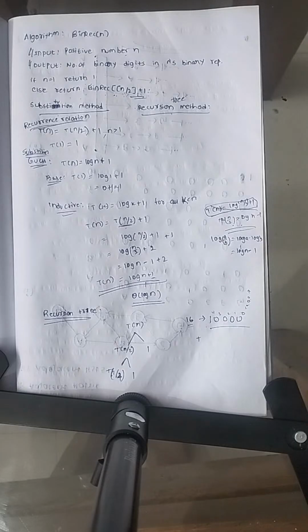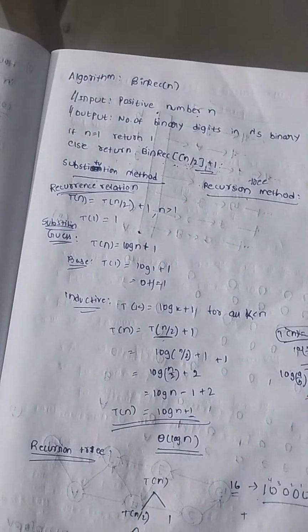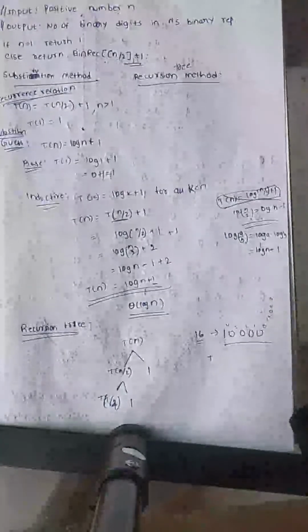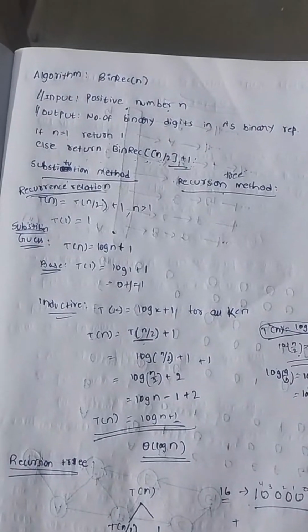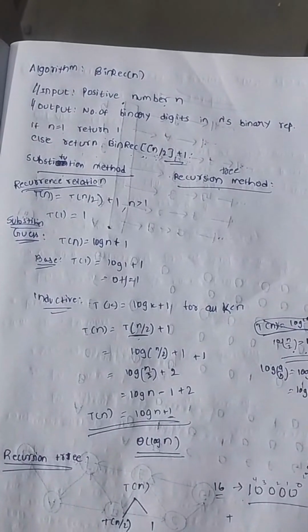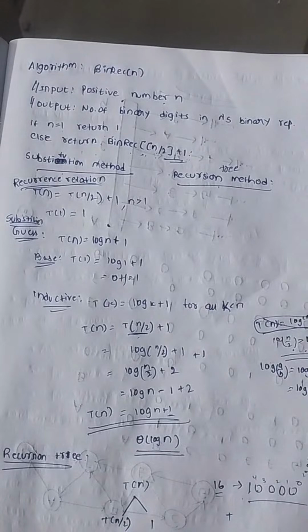First there will be an algorithm. Don't get confused after seeing this algorithm. Just observe the algorithm first. What is the algorithm given? The first thing is you have to observe the algorithm, binary recurrence. This is the method.